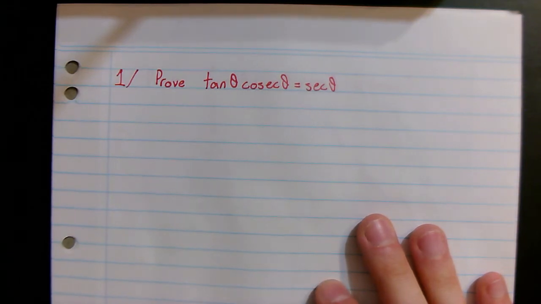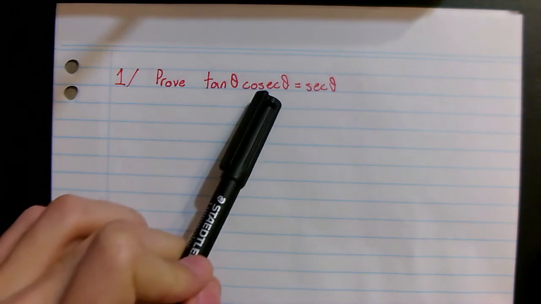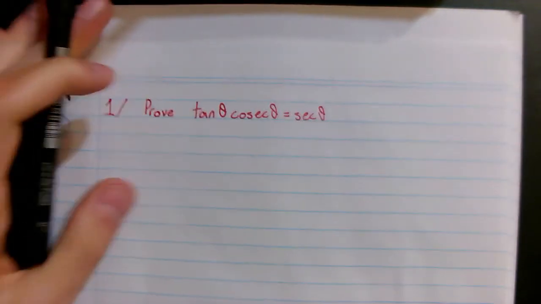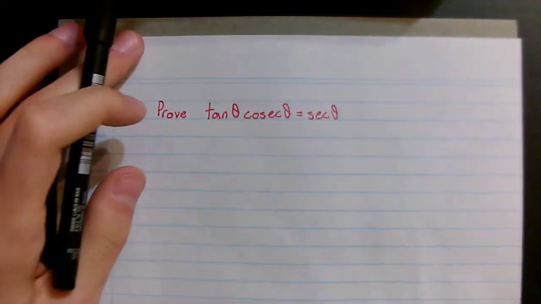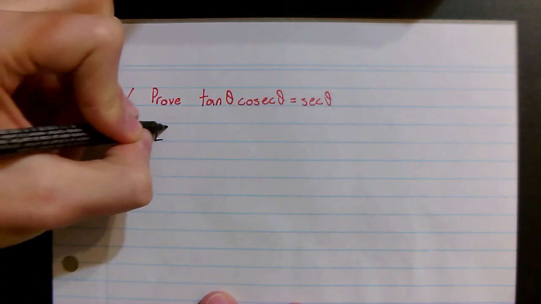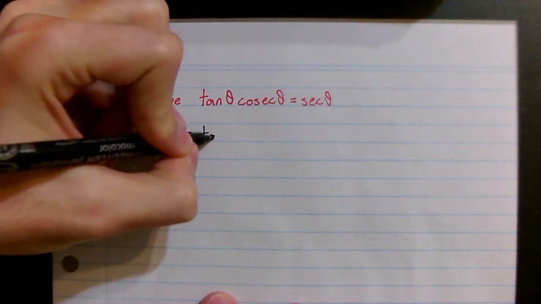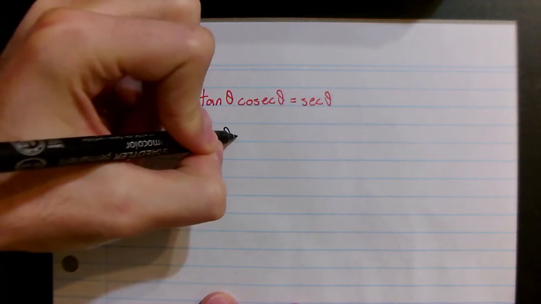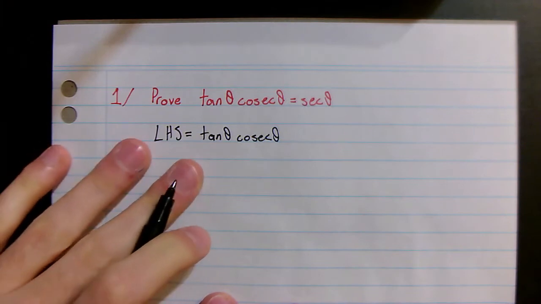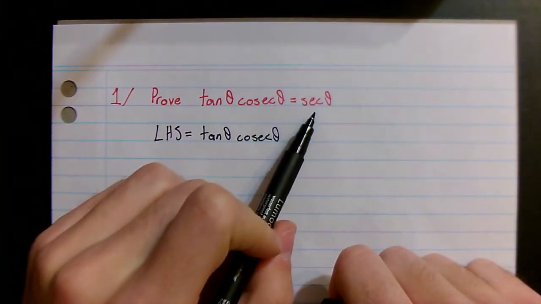So the basic premise of these questions is to start off with the left hand side and eventually get it towards the right hand side. So the first step that I'm going to be doing is I'm just going to recite what the left hand side is equal to. And I'm going to say the left hand side is equal to tan theta cosec theta. Okay, and throughout these questions, you kind of want to be looking ahead to where you need to go. And I need to prove that it's equal to sec theta.